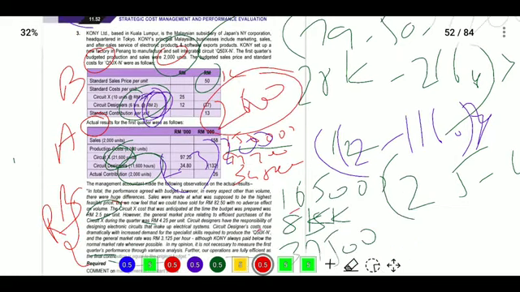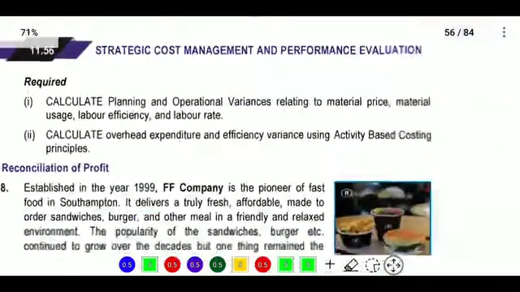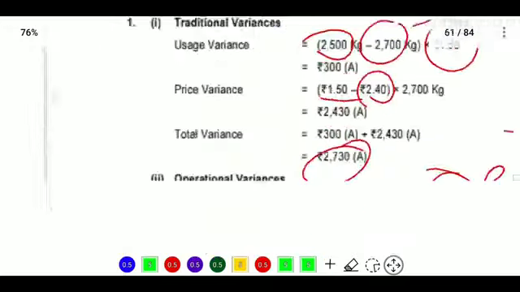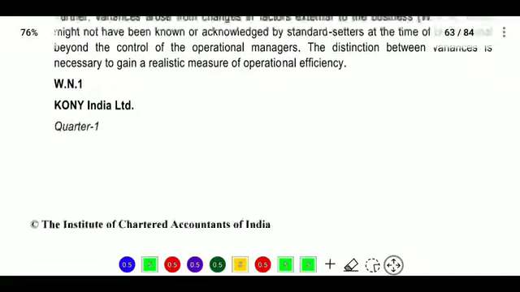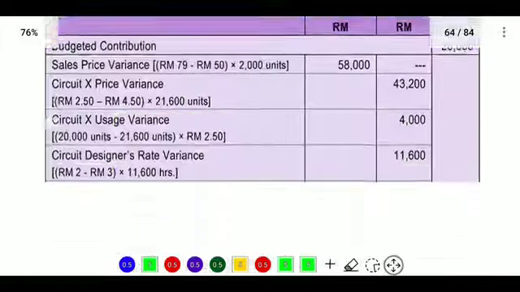Now we will get the actual contribution. What is the actual contribution? We will see the answer now. Answer to question number 3. For question number 3, we will calculate here.